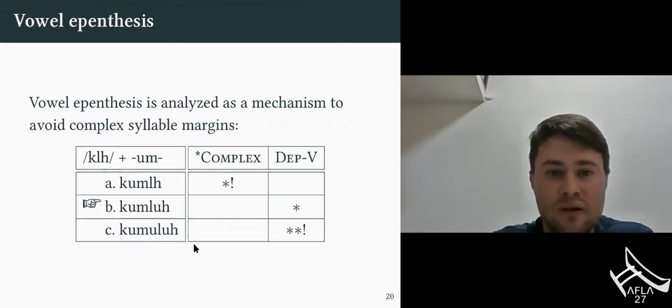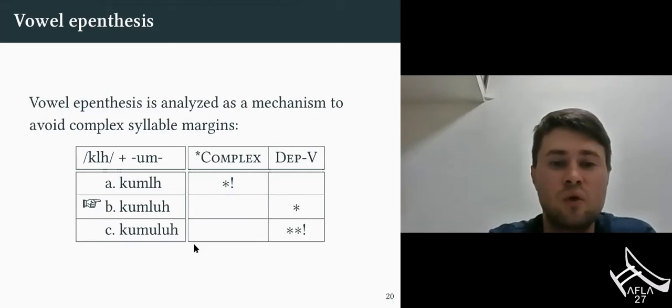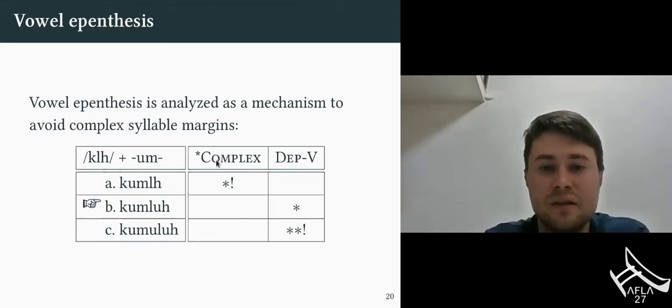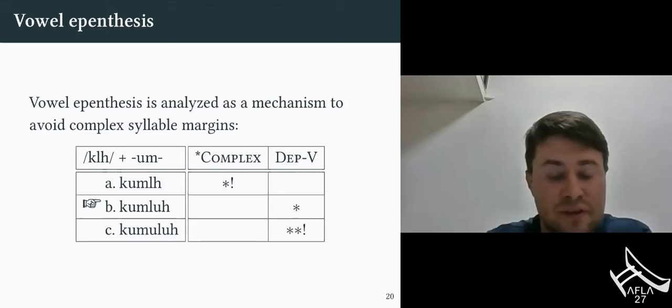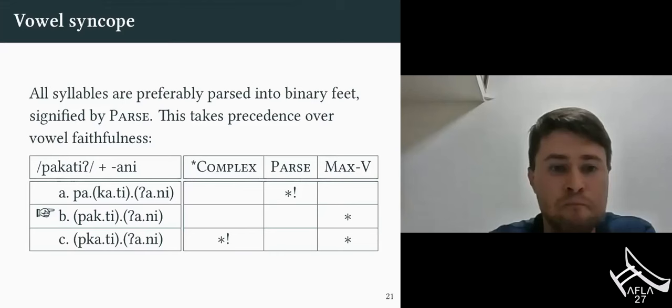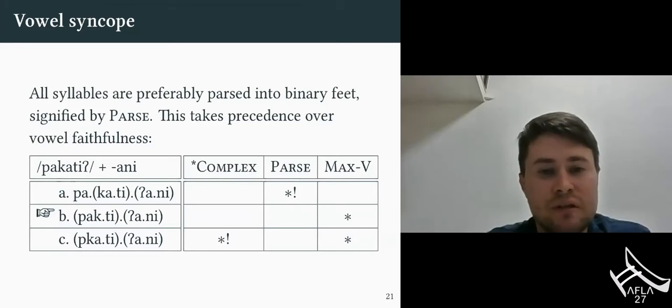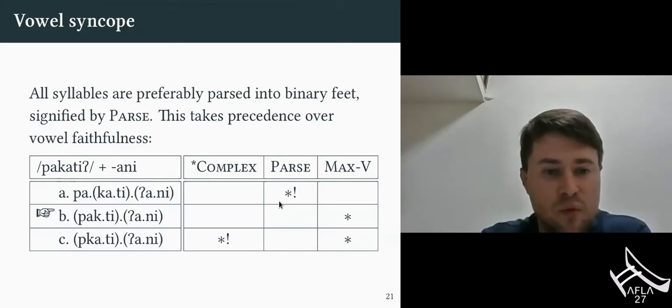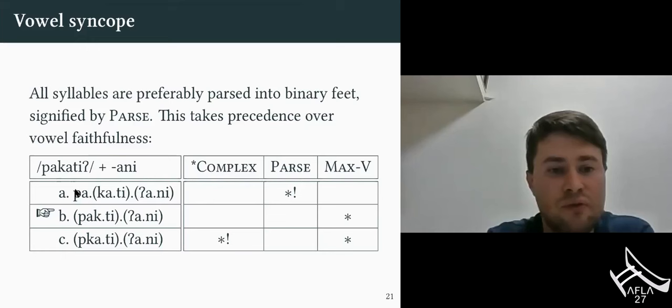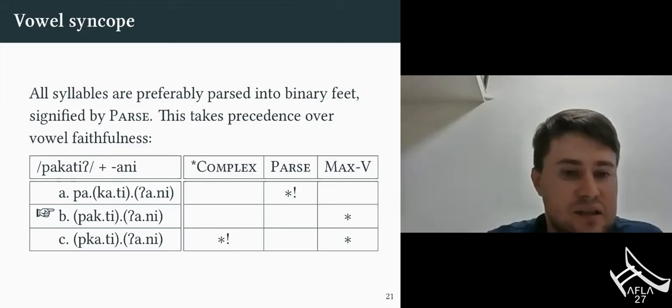So the same root, kumluh, kalhun. If we just disallow complex syllable margins here, then we can arrive at a more or less desirable outcome with a minimal number of epenthetic vowels. Now here I'm not actually talking about how the vowel is chosen, so that's not really important at the moment. And for vowel reduction, we use a parsing constraint to try and parse the words into binary feet. So this actually works pretty well. By disallowing complex syllable margins and also avoiding any unparsed syllables, we can arrive at a correct form. Of course, we also need a way to know which vowel to delete.